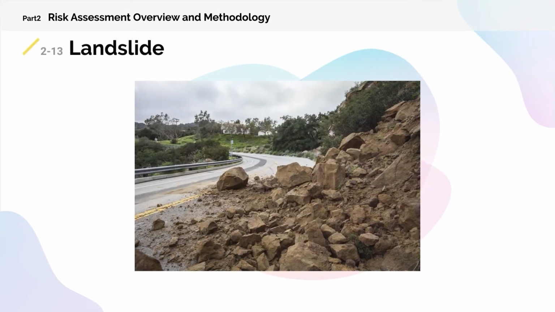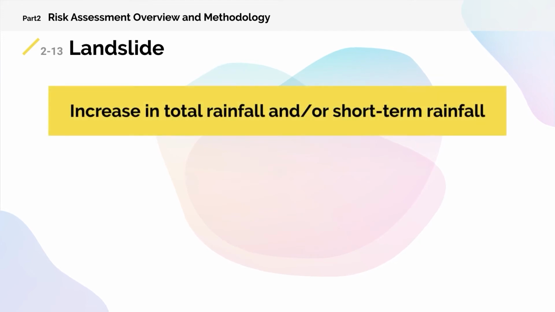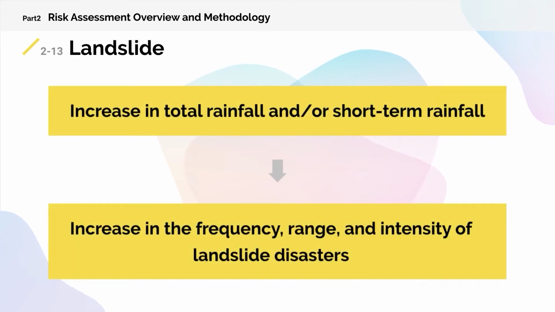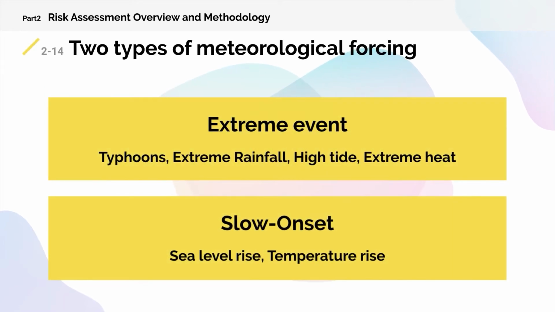The increase in total rainfall and/or rain intensity will increase the frequency and scale of landslide disasters. The risk of landslides depends on the soil type and steepness of the slope. There are 2 types of meteorological forcing to consider in risk assessment: extreme event, and slow onset. Climate change may change the frequency and intensity of extreme events. The impact of slow onset becomes apparent gradually over several decades. These meteorological forcings induce hazards that cause impacts.